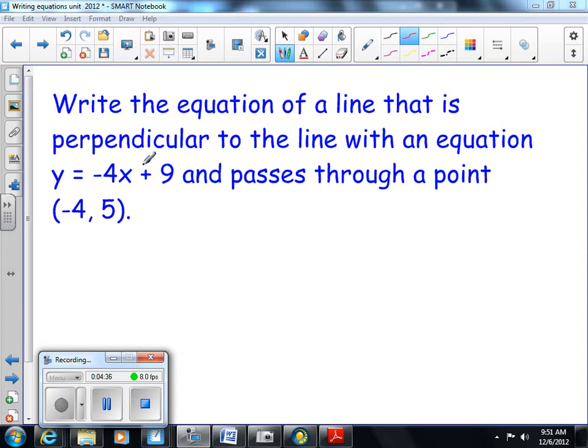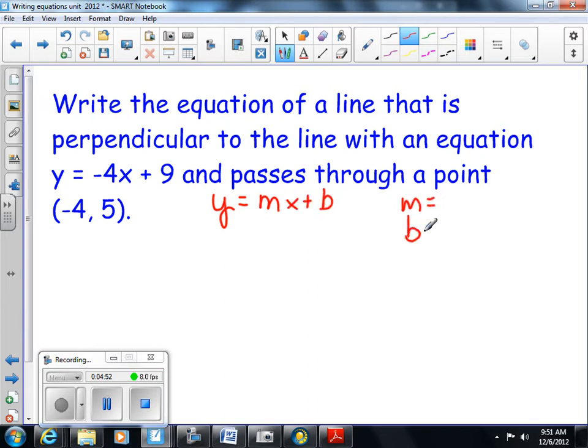We're going to write the equation of a line that is perpendicular to the line with the equation y equals negative 4x plus 9 and passes through the point (-4, 5). What two things do you need to write the equation of a line? Slope and the y-intercept. Now to get our slope, we're going to look at this equation because we're writing an equation for a line that's perpendicular to this one. We know its slope will be the opposite, so it'll be a positive. And we know it will be the reciprocal of 4, which will be 1/4.